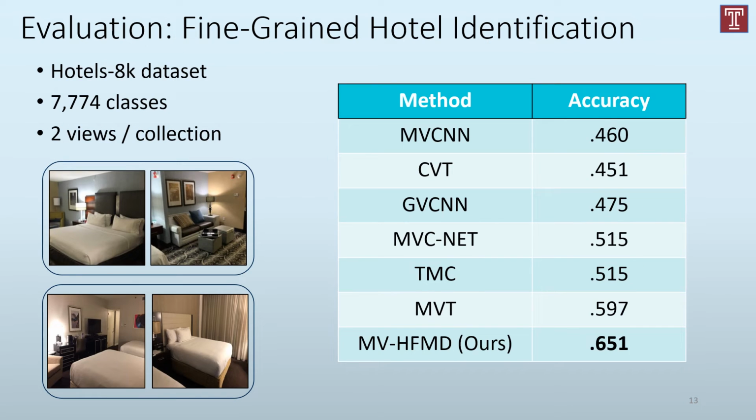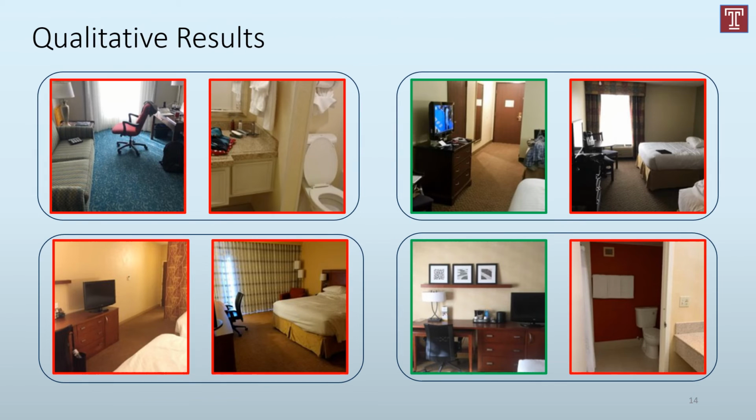We also evaluate our method on unstructured collections using the Hotels-8K dataset. Here, the task is to predict the hotel out of thousands of possibilities given a collection of images from the hotel. We evaluate against the same baselines as before. This table shows the results with 2 views per collection, and again our method achieves the best performance by a considerable margin. On this slide, we have some examples of collections from Hotels-8K that our method correctly predicts. The green border or red border indicates whether the individual view prediction is right or wrong, respectively.